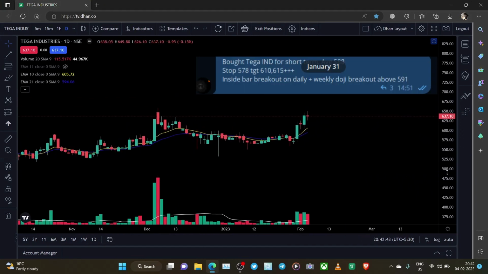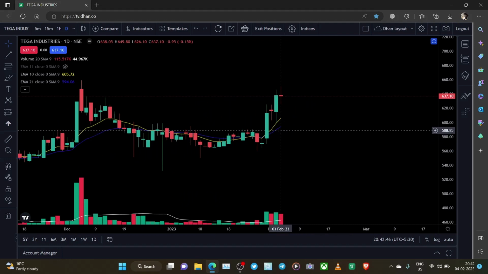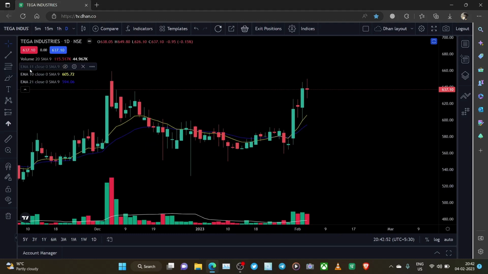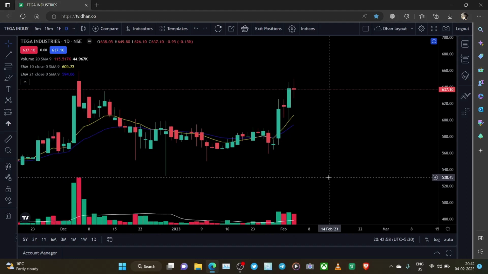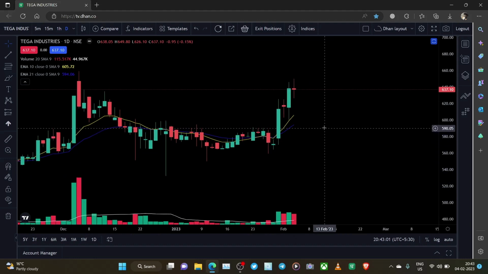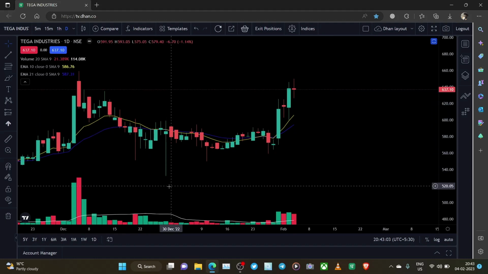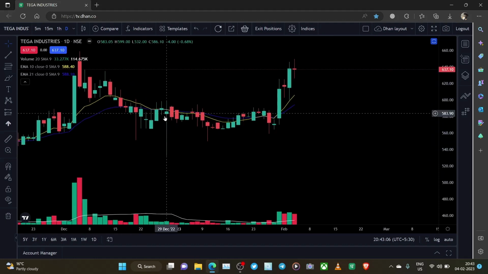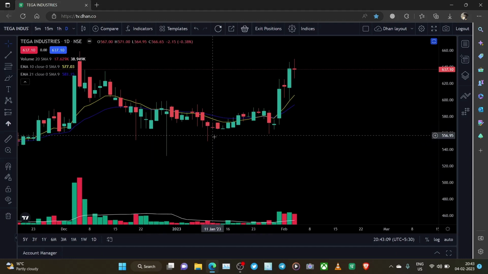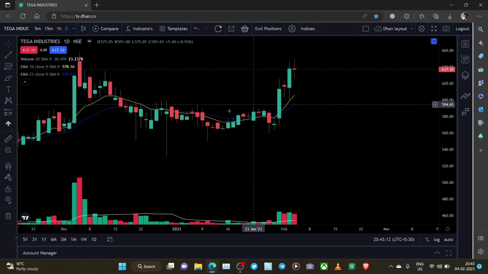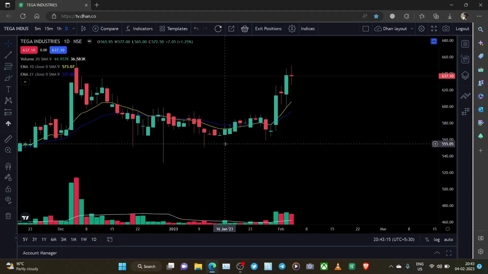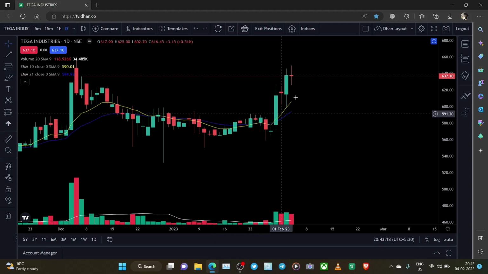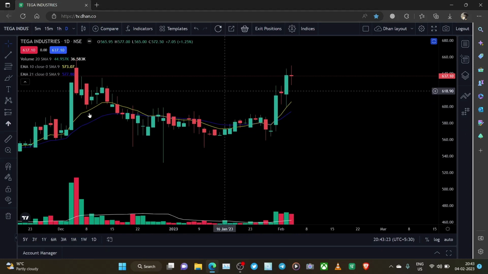Tega Industries, as you can see on the screen, I had taken this trade on 31st January. My logic is that firstly, I use 10 and 21 period EMAs for planning my trades. In this setup, firstly, I noticed these long lower wicks. You can see that it has rejected the selling continuously. Then I saw that the EMAs are stacked upright, and the 10 EMA has crossed the 21 EMA.